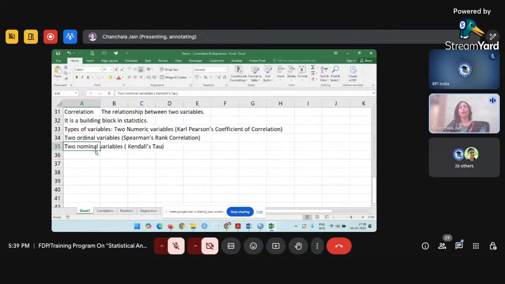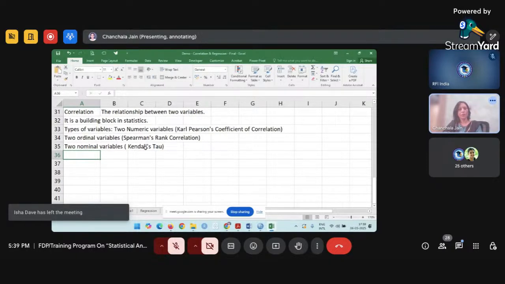right? So the importance in statistics is that you need to know which kind of variables you are having. If you are having numeric variables, you will go for Karl Pearson's coefficient of correlation. If you are having ordinal variables, you will go for the rank correlation. If you are having nominal variables, you will go for the Kendall's tau test, right? Is it clear till now?